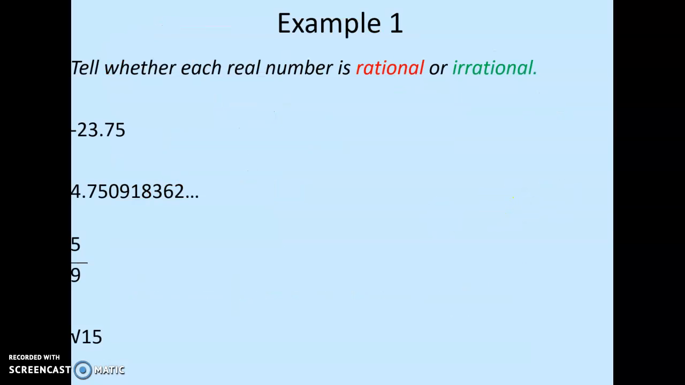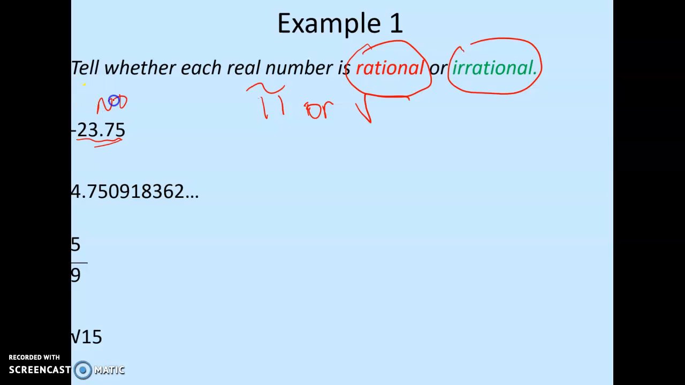Now, what you see here is I'm going to ask you if it's rational or irrational by just asking you two questions. Do you see the pi symbol, or do you see a square root symbol? On the first one here, do we see the pi symbol? No. Do we see the square root symbol? No. So it's rational. It's that simple. The next one, do we see the pi symbol? No. Do we see a square root symbol? No. So it's rational. Okay?